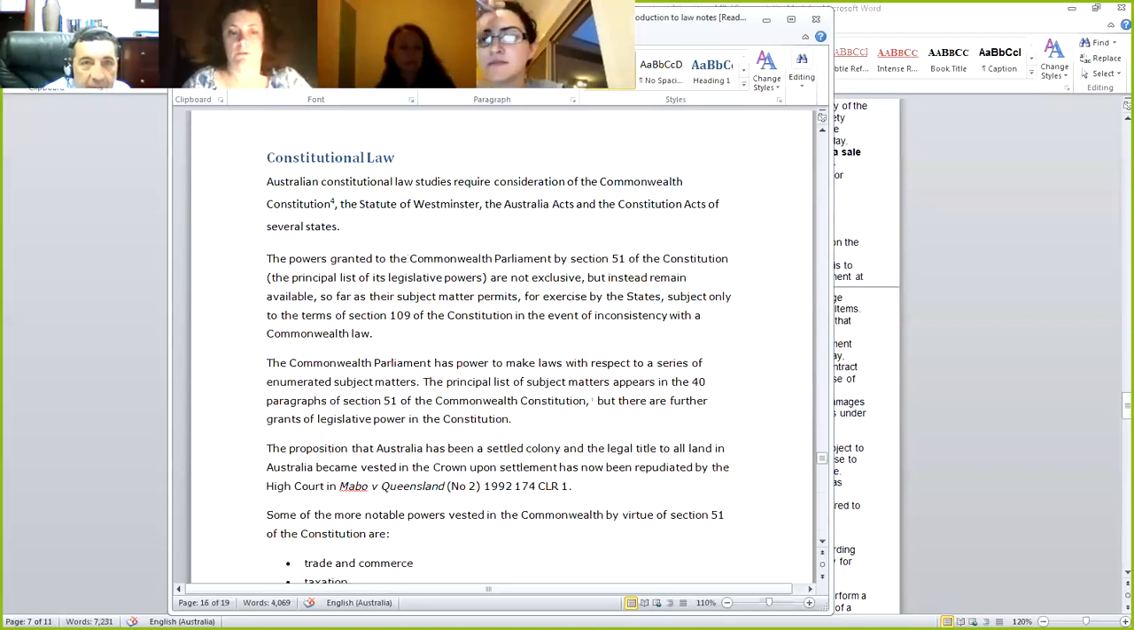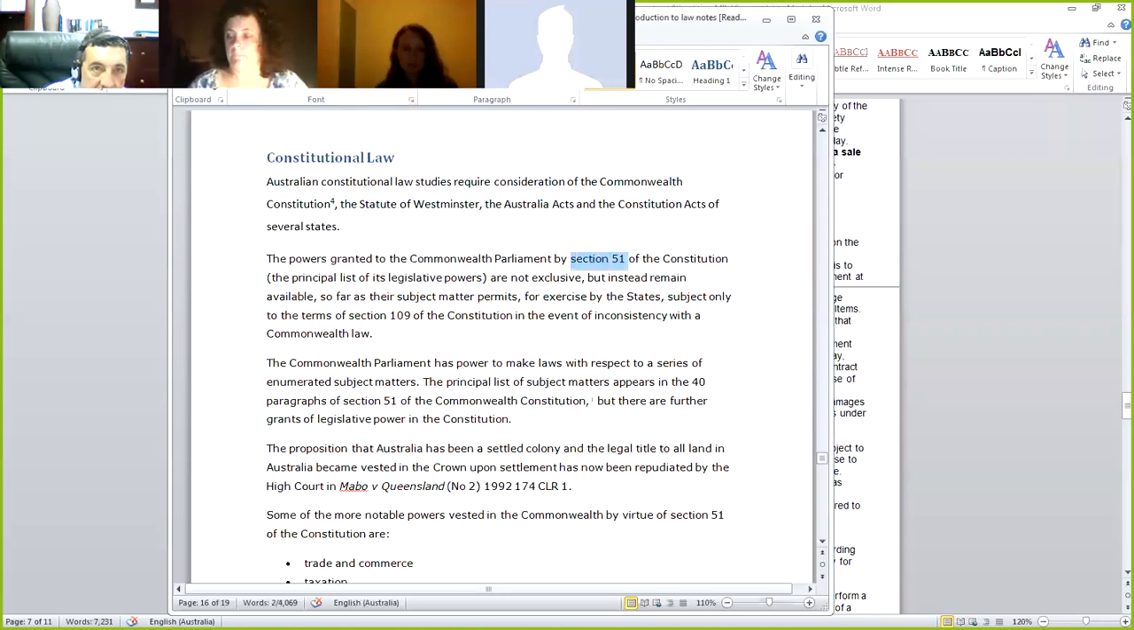Constitutional law, you'll see that the main legislation is the Commonwealth Constitution itself, of course, the Statute of Westminster, the Australia Acts and the Constitution Acts of several states. If you're going to consider the Constitution at all, I'd suggest that you start by considering Section 51 of the Constitution, and that provides a list of powers which are conferred upon the Commonwealth. So if the Commonwealth makes a law, it must do so based on the power which is conferred upon it by the Constitution, and that's in Section 51.